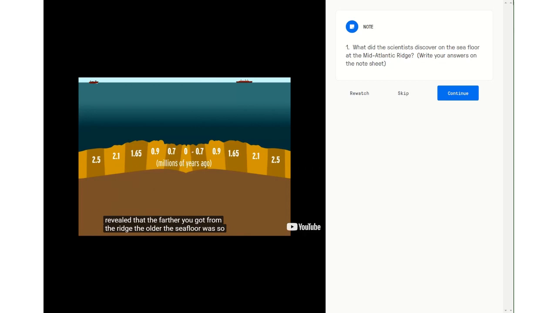All right, so our first question. What did the scientists discover on the seafloor at the Mid-Atlantic Ridge? So go ahead and write your answer on your note sheet, and then press play when you're ready.